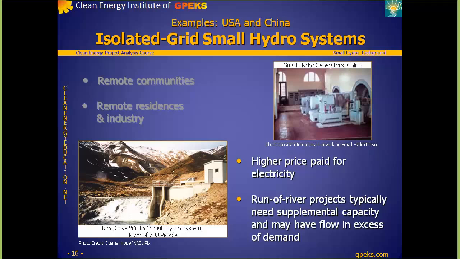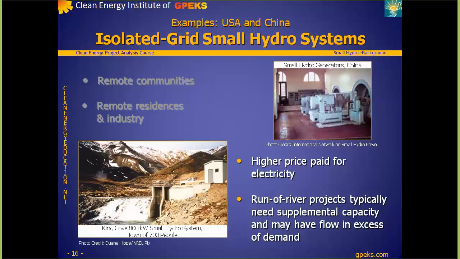Unless the firm capacity of the plant is sufficient to meet the peak load, supplemental generation capacity, such as diesel-fired generators, will be required. There is also the likelihood that during times of strong flow in the river, electricity load will require only a fraction of the plant's potential output, and the rest will not generate any benefit.